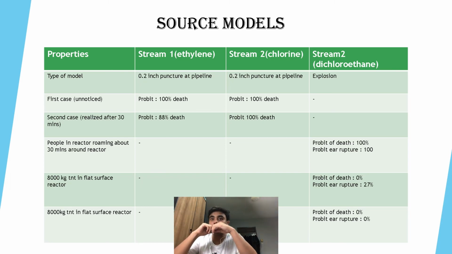The probit for death due to explosion is 0%, while 27% will suffer from ear rupture, which is 10 out of 40 people. For the last situation, we assume what will happen to the people nearby the reactor if the reactor contains 8,000 of TNT and the reactor is a flat surface. The probit shows 0% of either death or ear rupture will happen to the people nearby the plant.